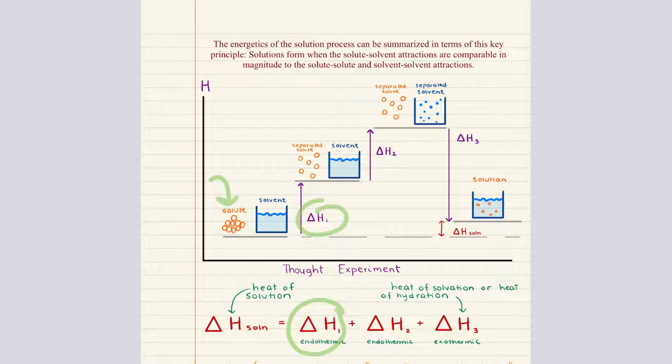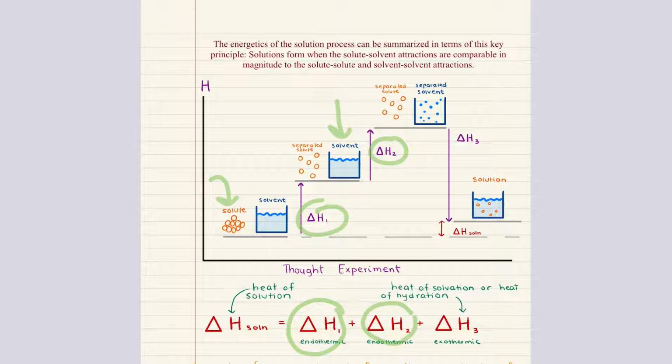The next step deals with energy required to separate solvent molecules. These solvent molecules are also held together by intermolecular forces. To allow solute particles to mix with the solvent, these solvent-solvent attractions have to also be overcome. And this makes this process endothermic as well. It requires an absorption of energy. And we're going to denote that as delta H2.